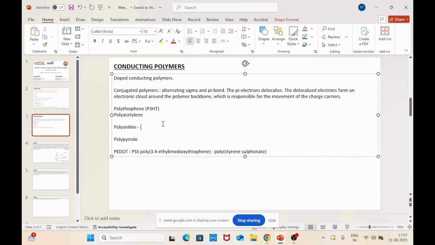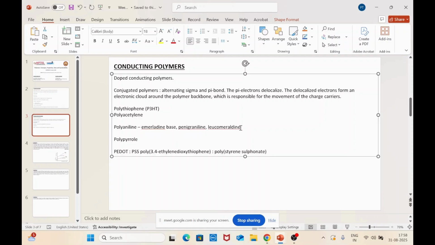One is the emeraldine base. Another is called pernigraniline, and you have leucoemeraldine. So polyaniline exists in these three forms depending upon their oxidation and reduction state, or their oxidized state and reduced state.